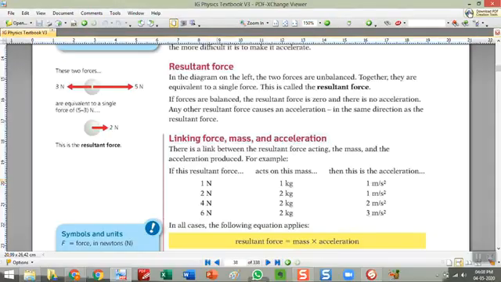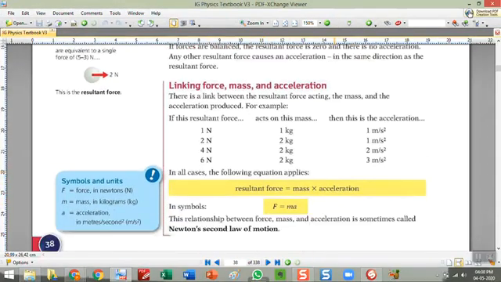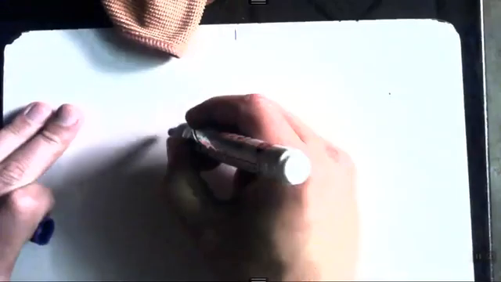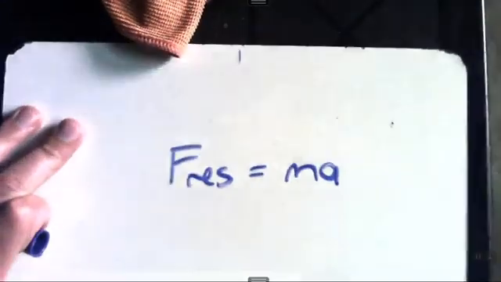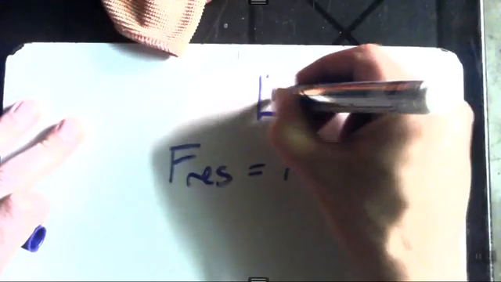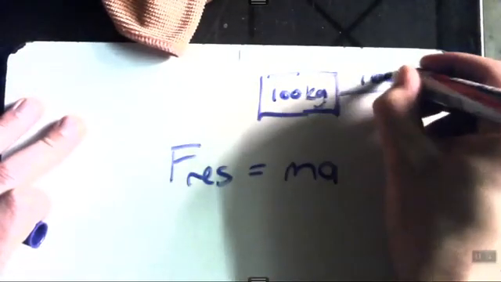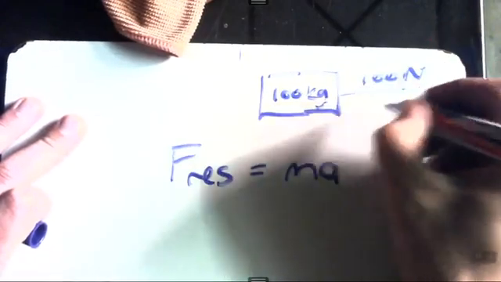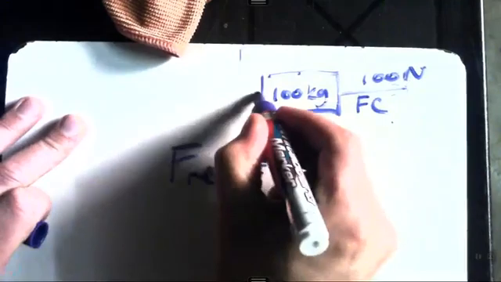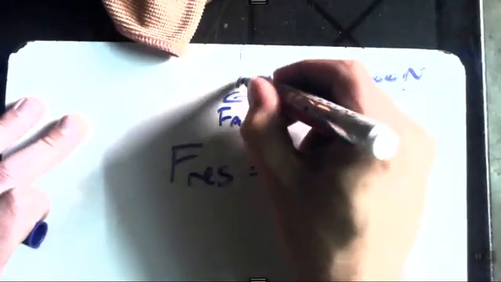Okay, back to the textbook. Okay, so how do force, mass, and acceleration link? If we look at Newton's second law, okay, Newton's second law teaches us this formula, which we'll learn and work with a lot. The resultant force is the mass times the acceleration. So let's say we have this 100 kg car. Charles is pushing this way with 100 Newton, and that's the force of Charles.